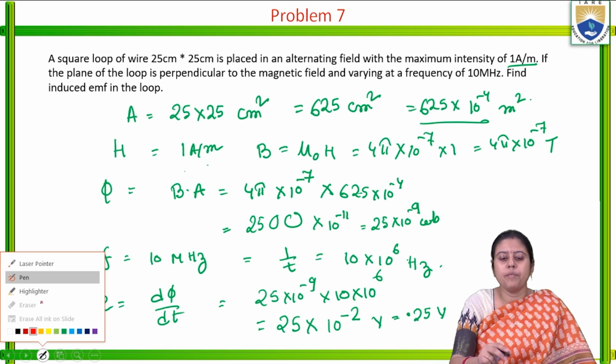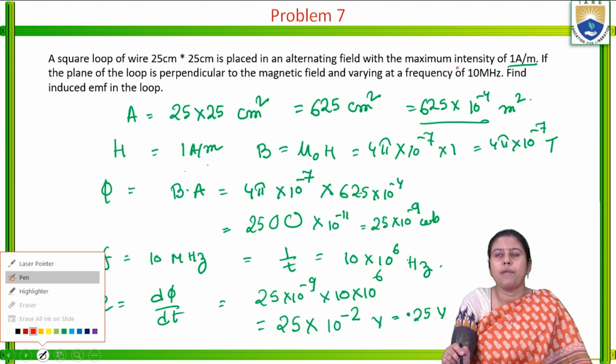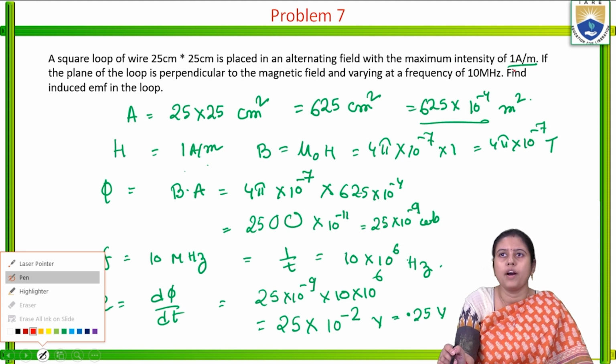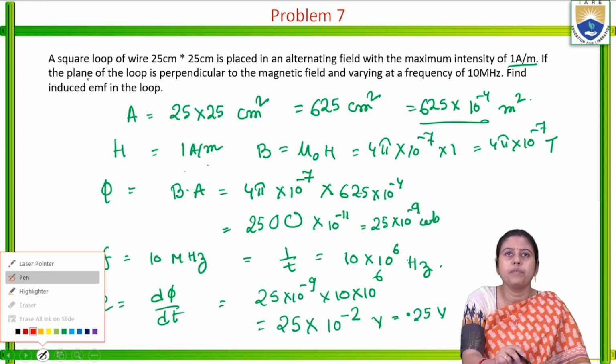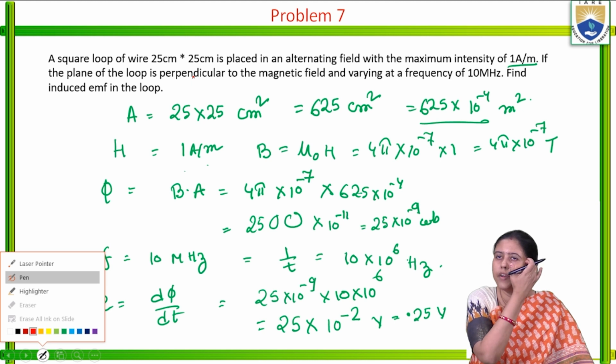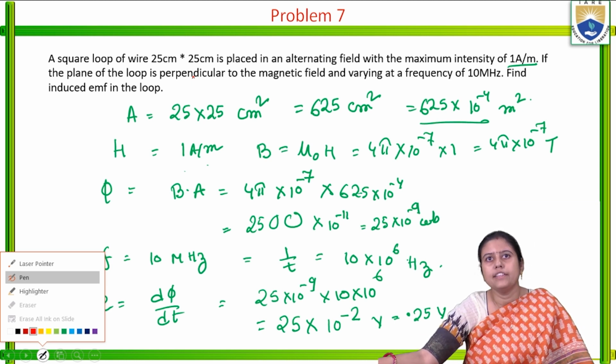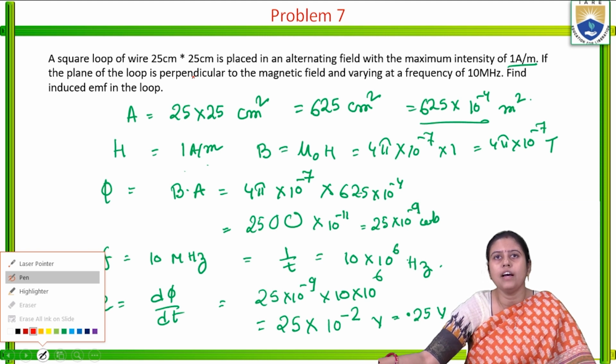What is the next problem? A square loop of 25 cm by 25 cm is placed in an alternating field with the maximum intensity of 1 ampere per meter. If the plane of the loop is perpendicular to the magnetic field and varying at a frequency of 10 megahertz, find the induced EMF in the loop.